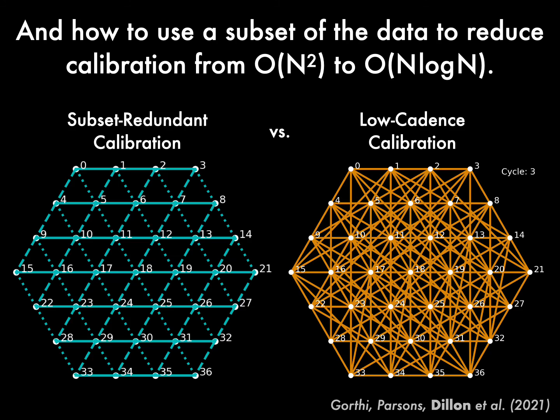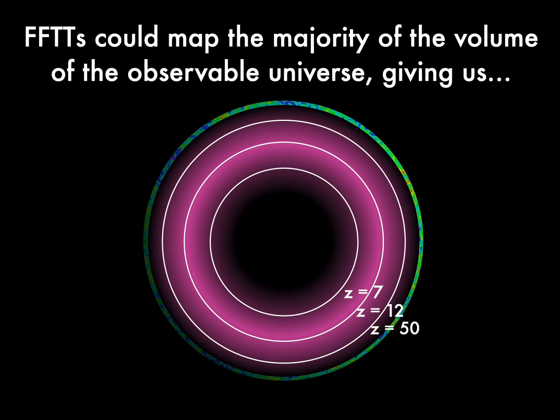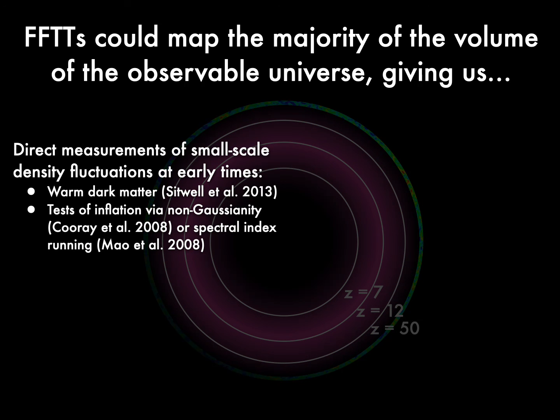But the exciting thing, I think, is that this is the kind of technology that in the long term will enable us to map the majority of the volume of the observable universe, as I talked about before. And that'll allow us to do a lot of really interesting physics. So, for example, if you have direct measurements of small-scale density fluctuations, especially at early times, this can tell you about the nature of dark matter. If it's warm, that will affect the power spectrum. You can look for tests of inflation via non-Gaussianity, etc. So just opening up different scales that we haven't observed before will let us do interesting physics and cosmology.